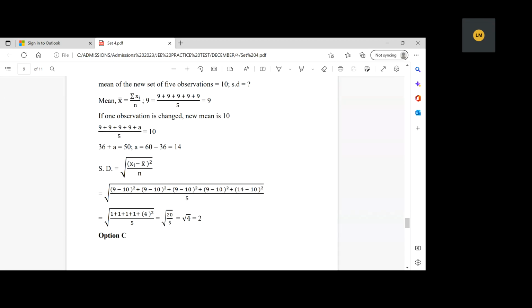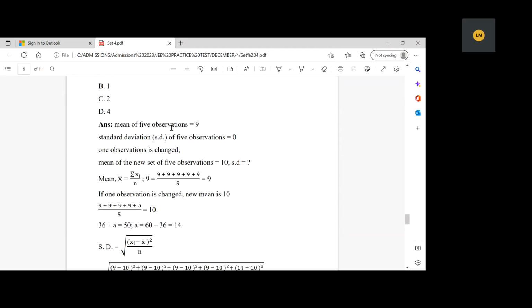Okay. So I hope the screen is visible. The first statement given to us is that the mean of 5 observations is 9 and the standard deviation is 0. Case 2 is where 1 observation is changed, so the new mean becomes 10 and I have to find out the standard deviation. So we know the formula x bar equal to sigma xi by n. So what will these values be? You need to consider both of them. The mean has to be 9 as well as the standard deviation has to be 0. So this has to be 40 by 5, then only this will be 9.